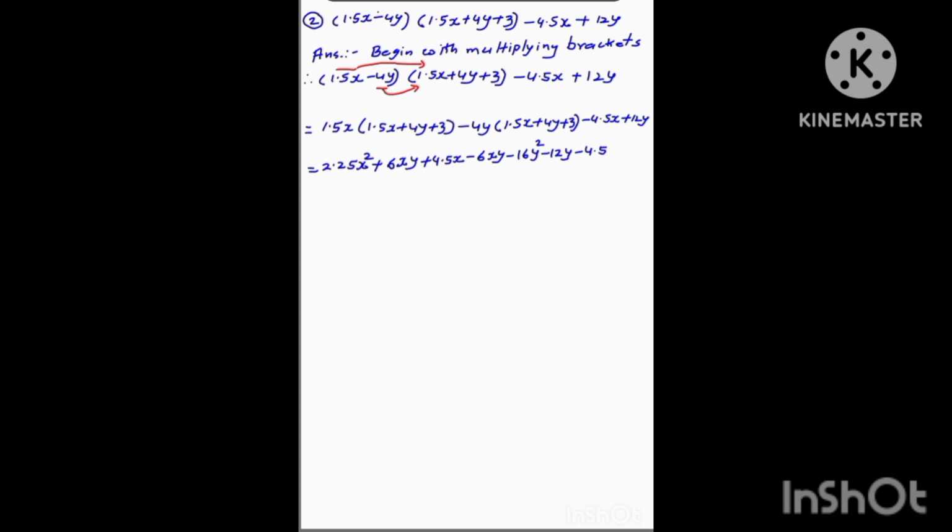After this the cancellation starts. Similar terms will get cancelled if they are there. Just see, minus 6xy plus 6xy will get cancelled. Another is plus 4.5x and minus 4.5x, and minus 12y plus 12y. Okay, what remains is 2.25x² minus 16y². That's your answer. Okay, very simple. Carry out.